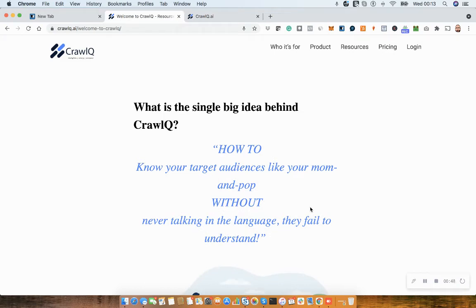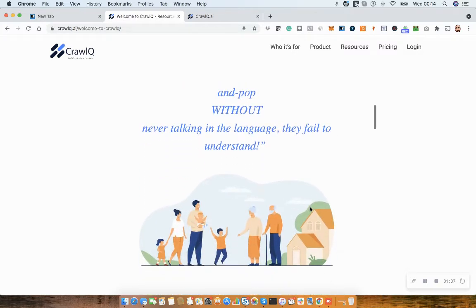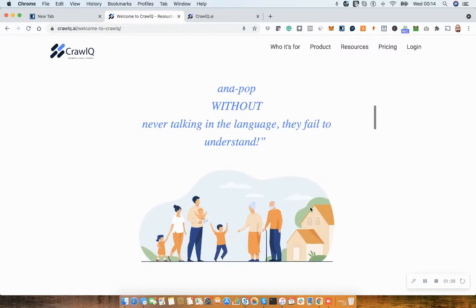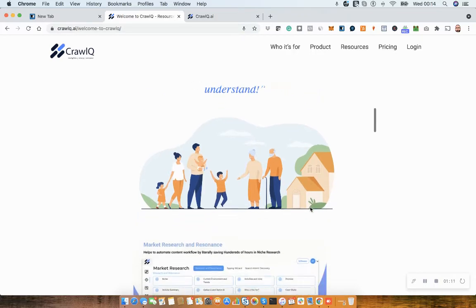The single big idea is how to know your target audiences like your mom and pop, without ever talking in the language they fail to understand. I repeat, the single big idea behind CrawlQ: how to know your target audiences like your mom and pop, without ever talking in the language they fail to understand.